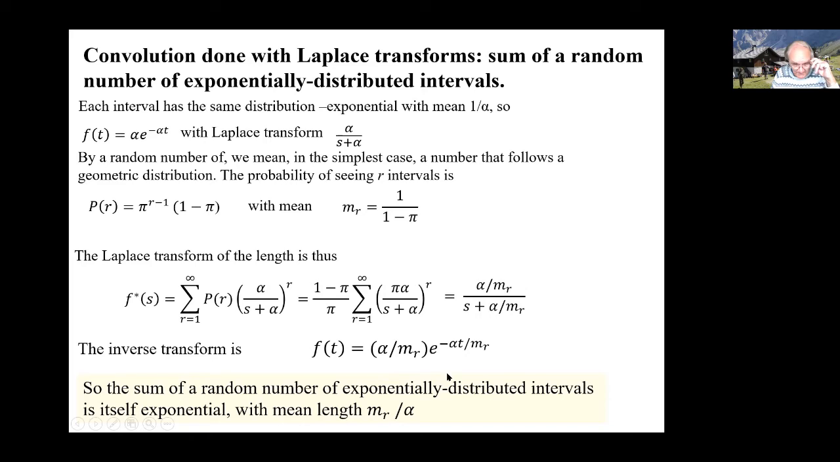That's a very simple result because it says that the sum of a random number of exponentially distributed intervals is itself exponential, and its mean length is the mean number of intervals times the lifetime of a single interval. It could hardly be simpler than that.